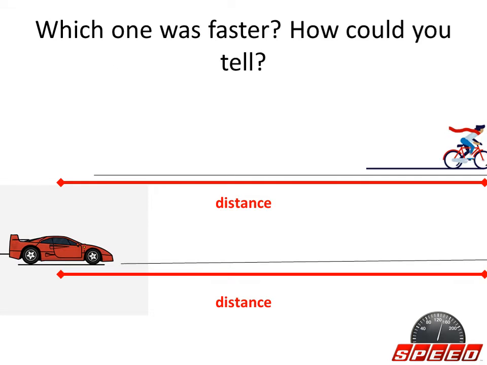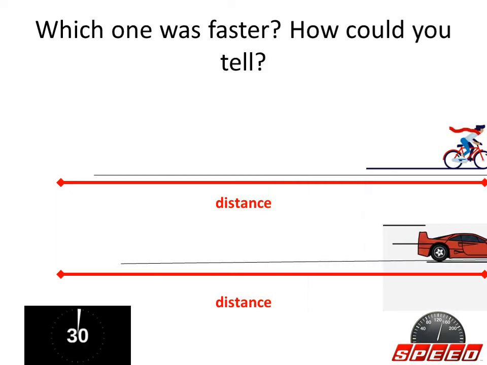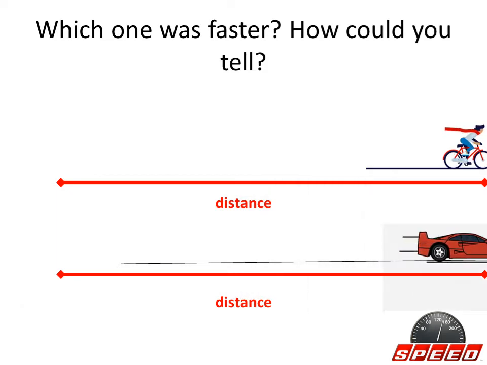The cyclist took about 13 seconds in order to cover this distance. What about the car? The car, it took much less time in order to cover the distance. So which one is faster? Both of them, they covered the same distance. But which one is faster? The one that took less time to cover the same distance.